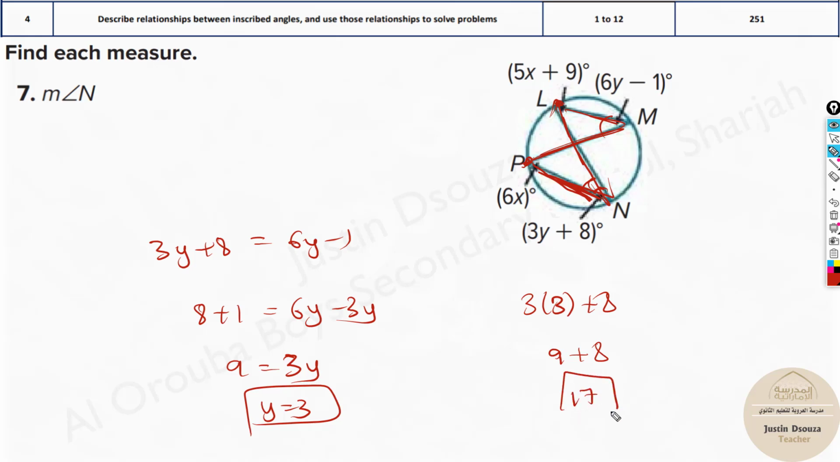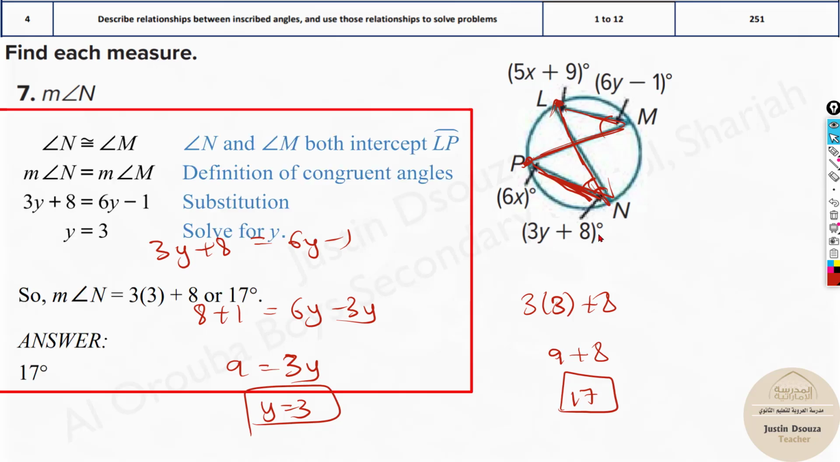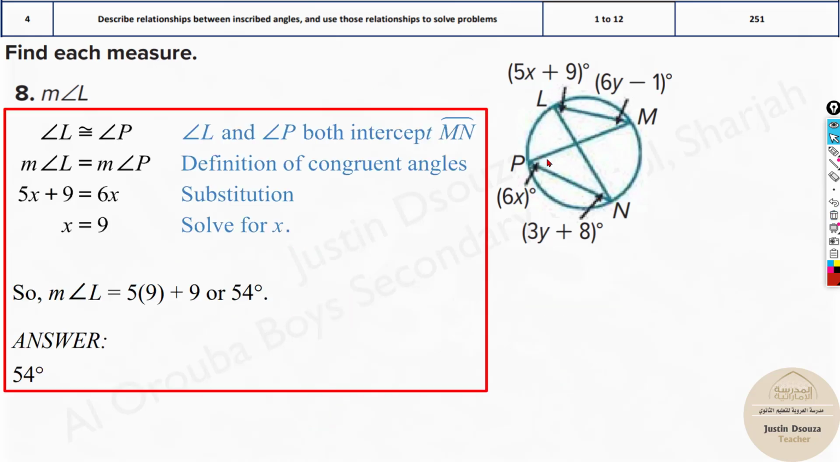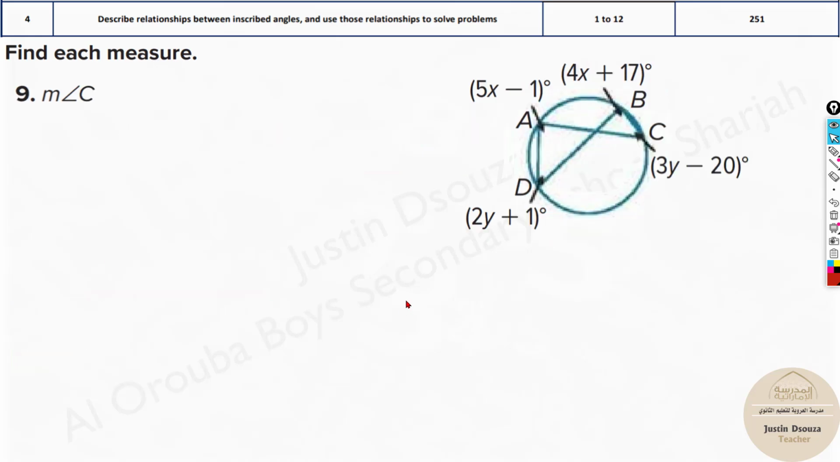It will be 17. So the measure of angle N is 17 degrees. That's the answer. Same way, please do solve for the other angles, just how we have done. Over here, L and P are congruent and you can equate them and solve it up.